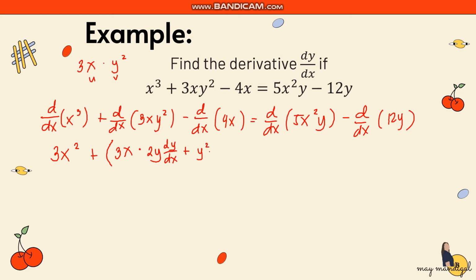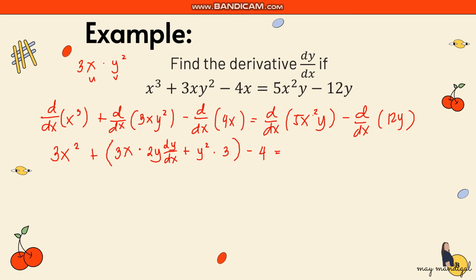So we have v, which is y squared. Now, I'm not attaching dy over dx here since I did not differentiate the y squared. So you will only attach the dy over dx if you are getting the derivative of a y term. So also remember that one. And then times du, so the derivative of that is 3. And then let's continue. This will be 4. The derivative of 4x is 4.